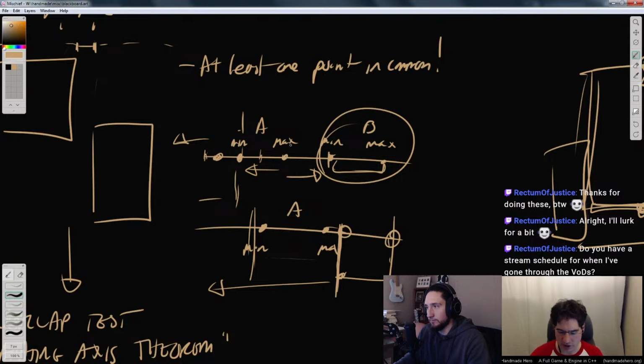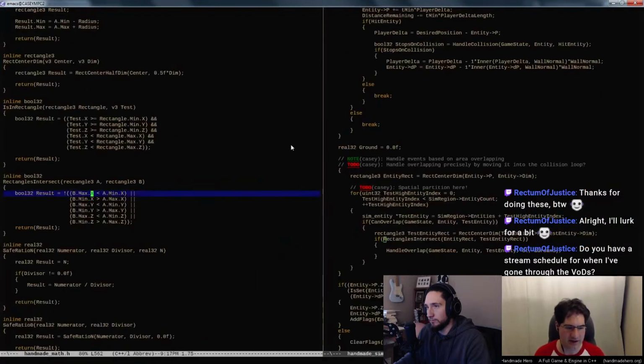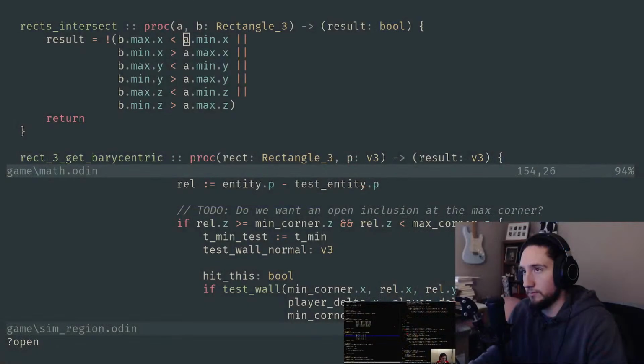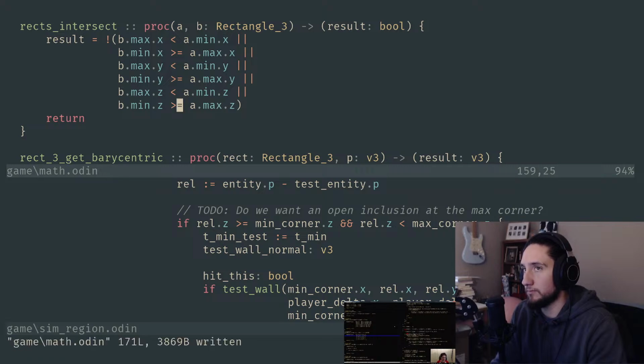So what we actually want to do is change these tests here, for example. When we do min versus max, like the one I just said, if B's min is greater than A's max, we want to set that to be greater than or equal to, right? Because if it's greater than or equal to, we want to consider them not intersecting, because that max is not included. And that's true of all of those dimensions.